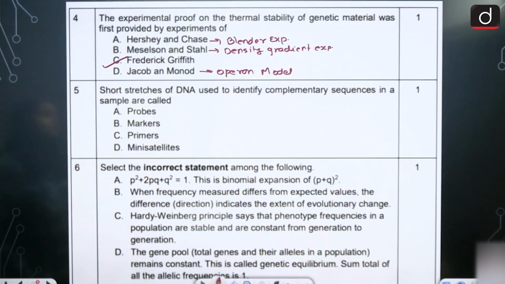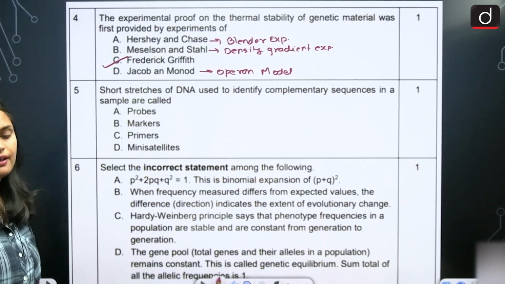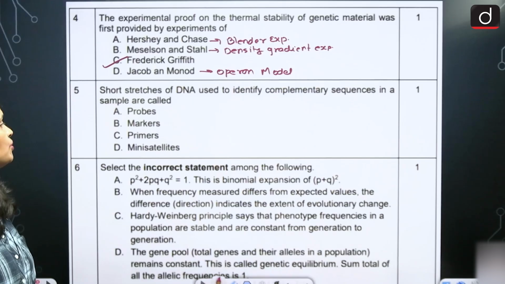Now the question is: short stretch of DNA used to identify complementary sequence in a sample. So what is it called? Probe, marker, primer, mini satellite. So here guys, the correct answer is probe.